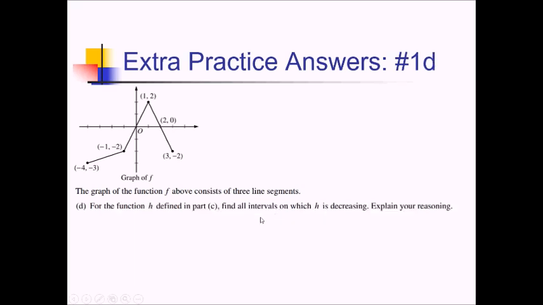For this last problem part, we're using the function h again from part C. So let me just rewrite that. There we go. And we want to find intervals where h is decreasing. So for this one, we're essentially asking, where is h prime negative? So we need to figure out what h prime of x looks like.